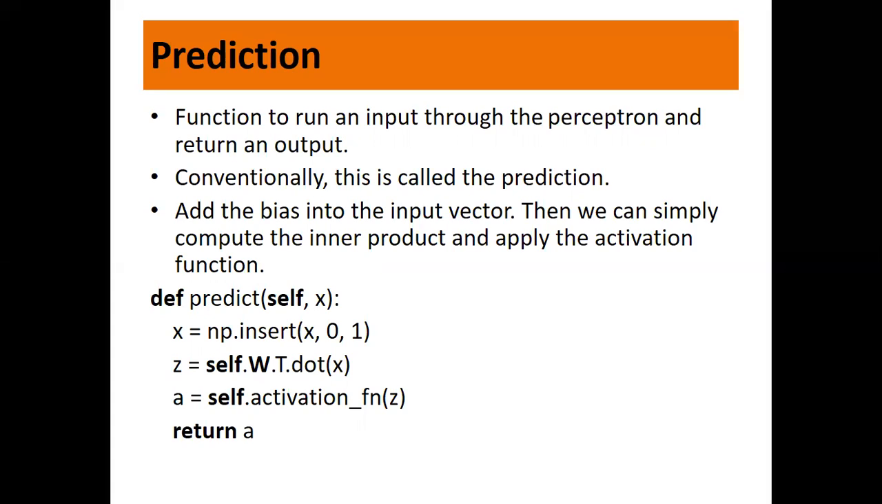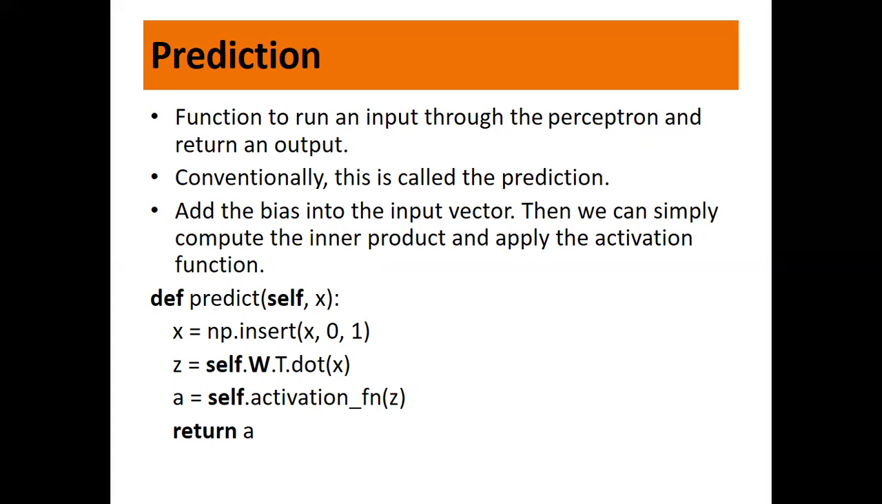Now, we need a function to run an input through the perceptron and return an output. So this perceptron is our model. We give some input to it and we expect an output from it. Conventionally, we call this perceptron model a prediction. Given the input, it predicts the output.